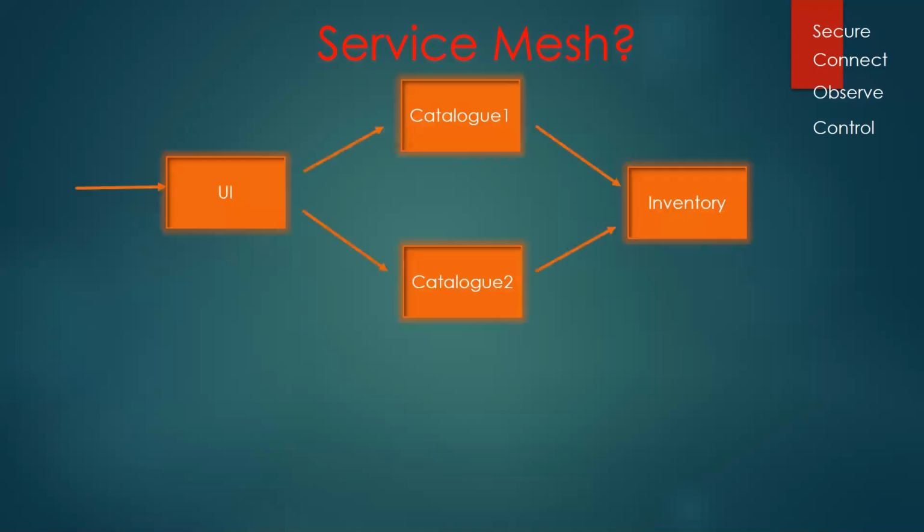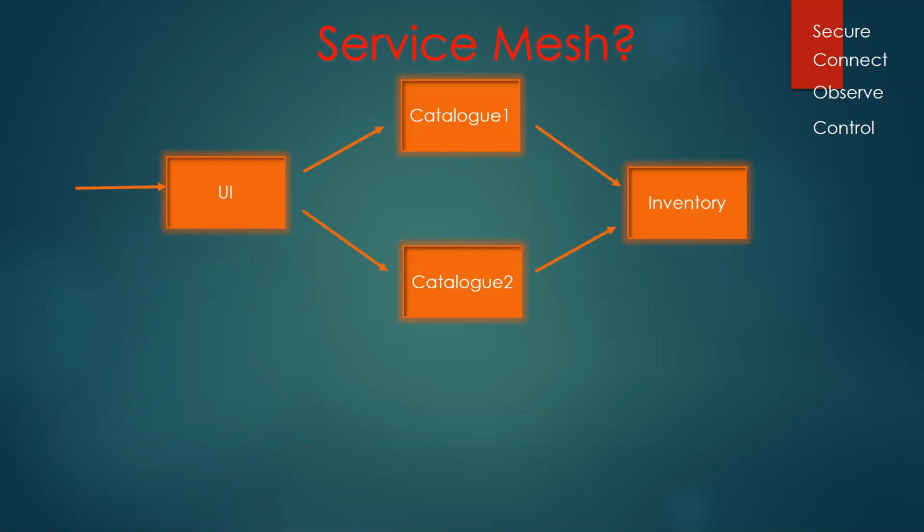Today I'll be telling you about ServiceMesh and Istio in a nutshell. For explaining this, I'll be taking one example. We'll start with what is ServiceMesh. Basically, ServiceMesh is used to obtain these features which are mentioned on the right side of the screen, which is secure, connect, observe, and control. Okay, let's take this example.